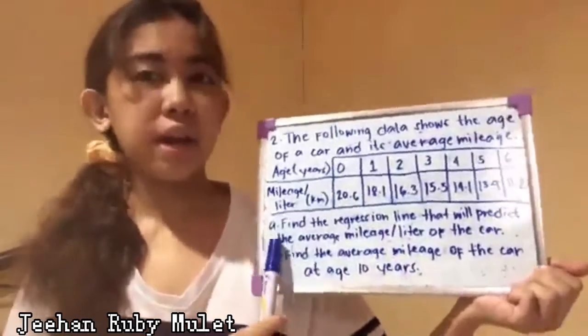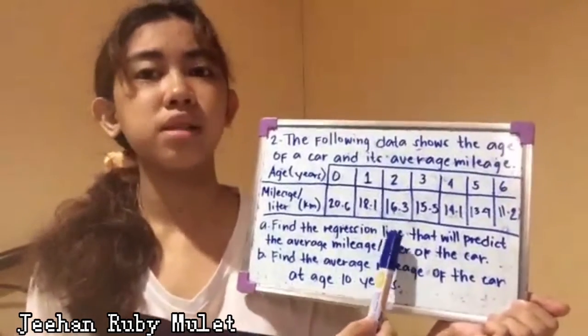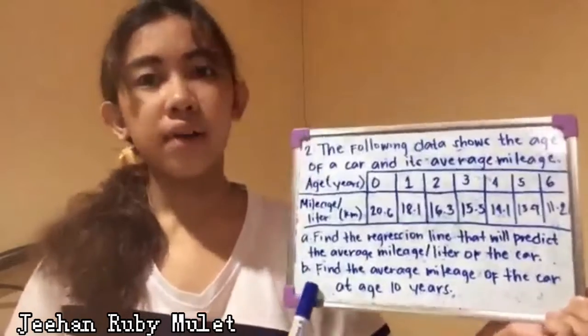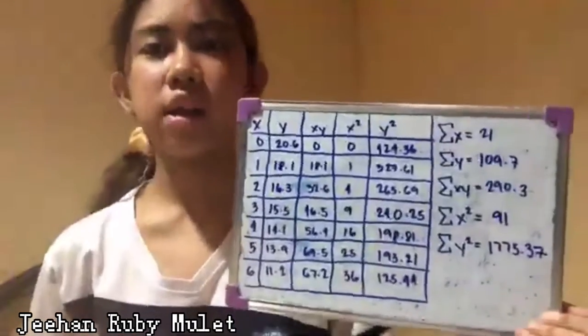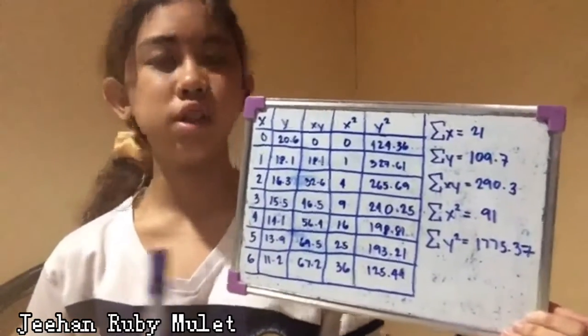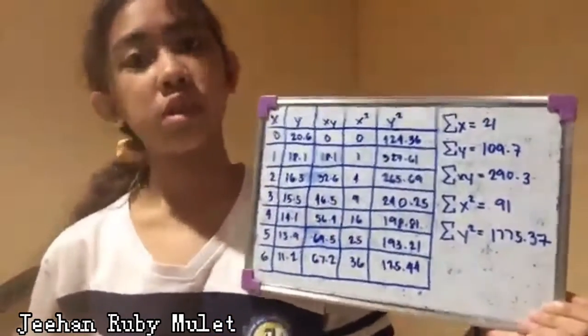For number 2, we have the following data that shows the age of a car and its average mileage. A. Find the regression line that will predict the average mileage or liter of the car. B. Find the average mileage of the car at age of 10 years. In finding the regression line, the first step is to find the value of the correlation coefficient, which is an important step to proceed in regression analysis.